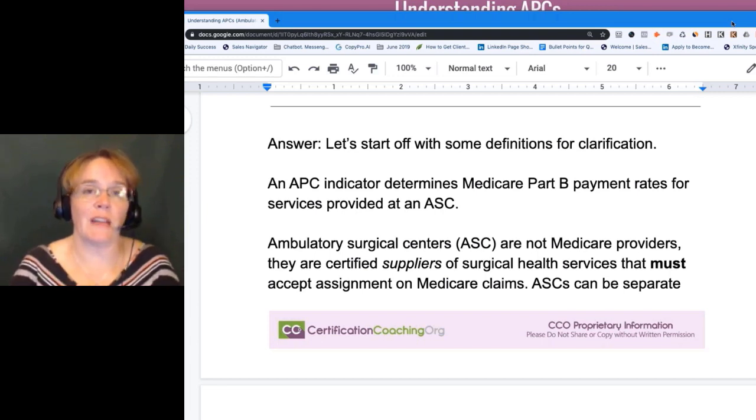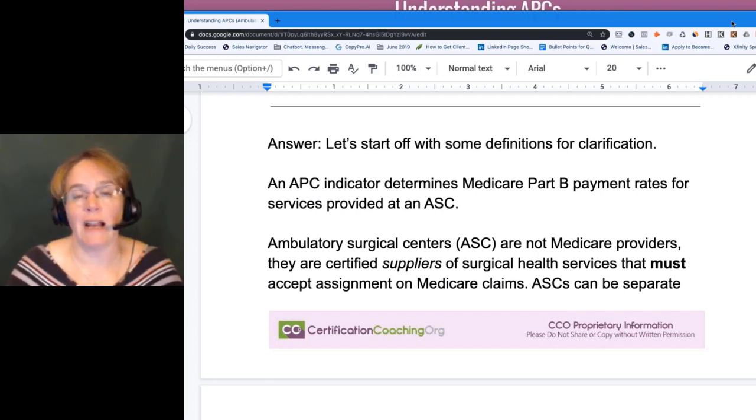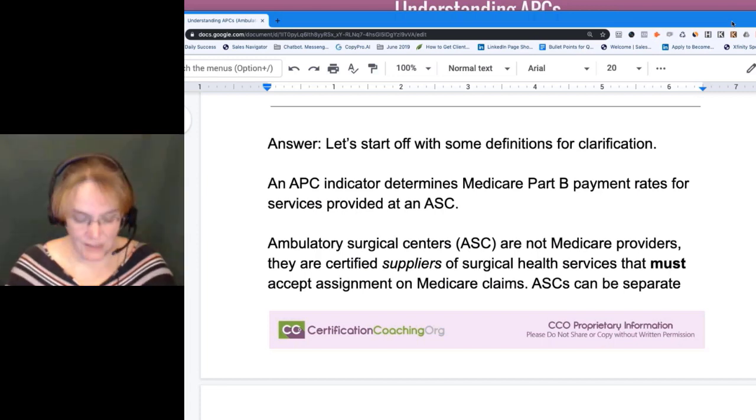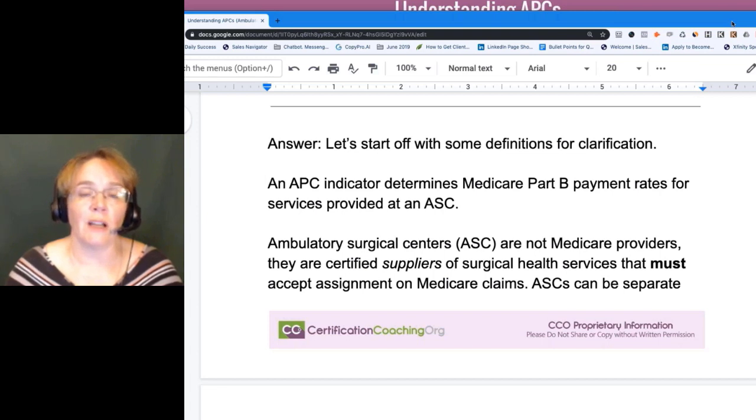They can be a separate, freestanding facility, or they can be affiliated with a hospital. It used to be, in the beginning when ASCs came out, you could not be affiliated with a hospital, but now they do allow hospital affiliation as well. So if you want to move that down, Boyd.